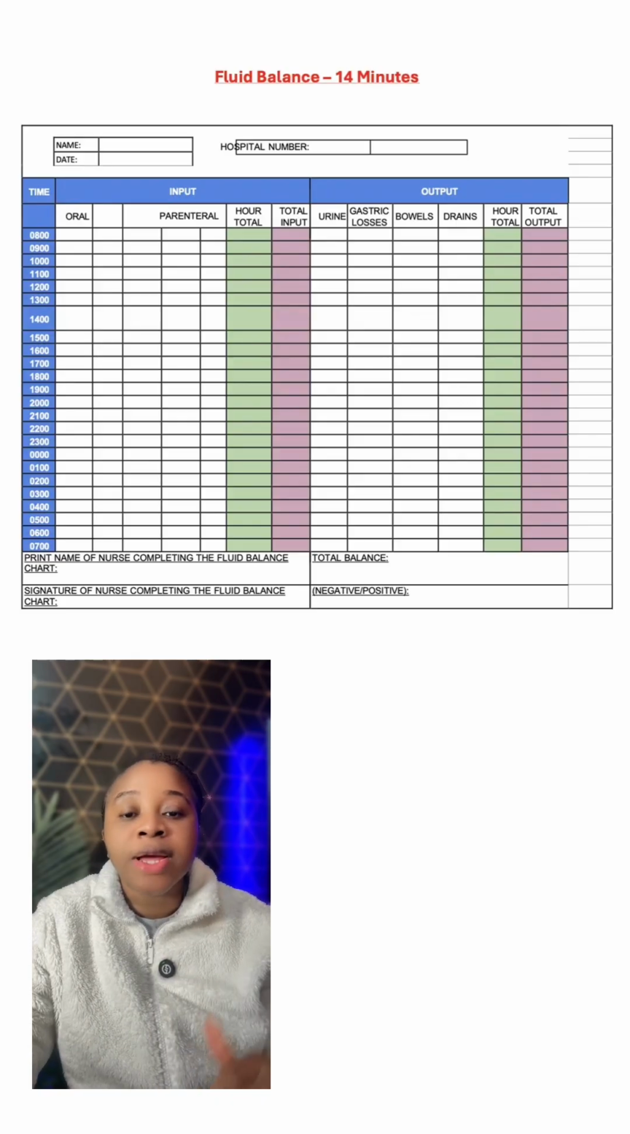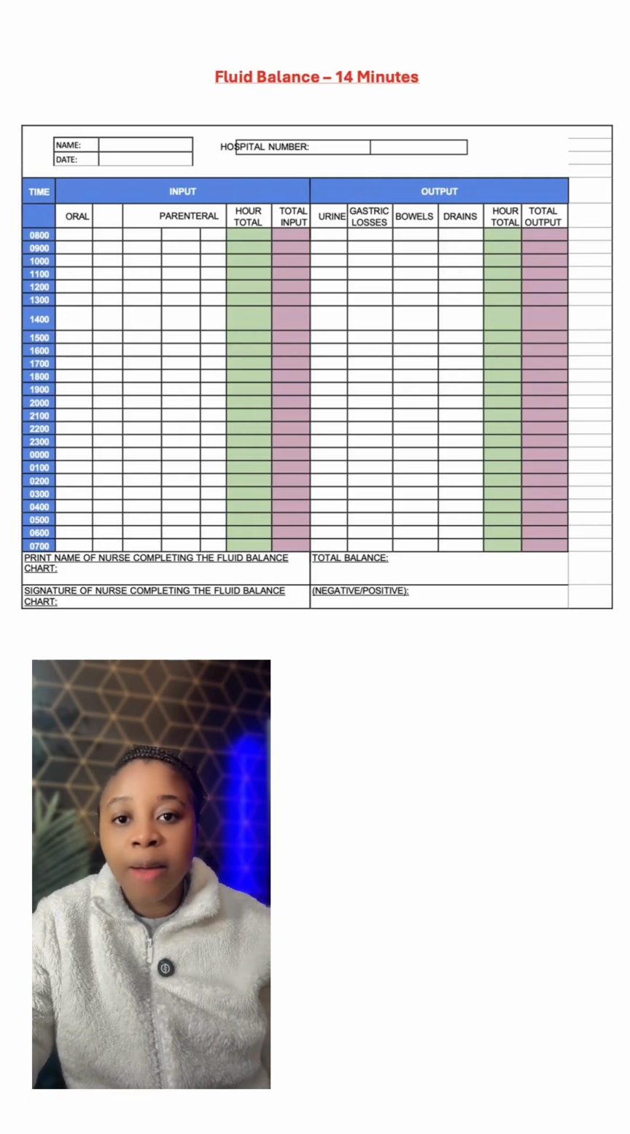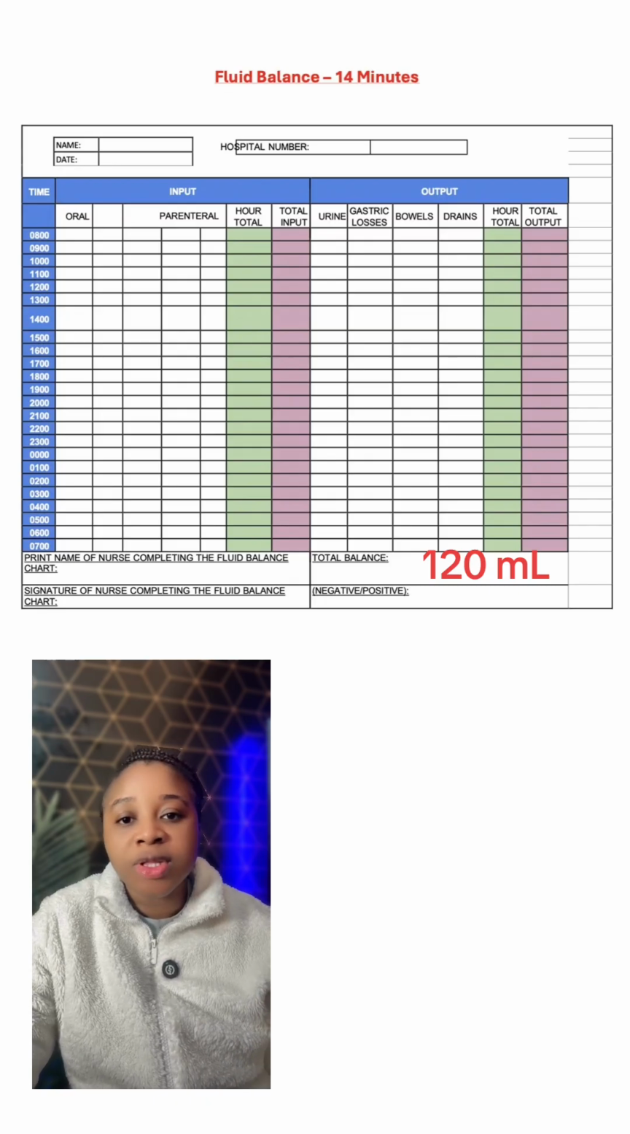You are just going to write the total balance value that you had. If you had 120 mL, you write 120 mL in that box. If it's negative or positive, you come to the negative or positive column and then you write negative or positive.